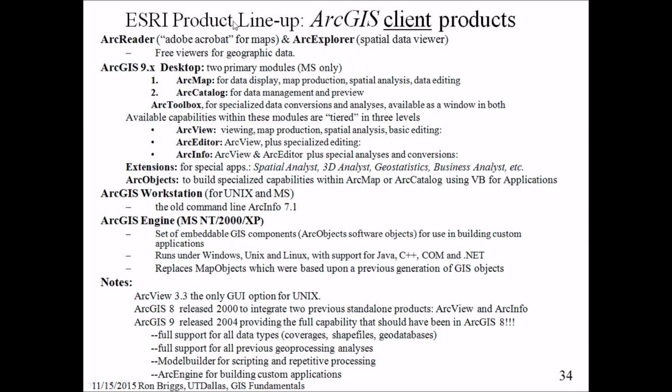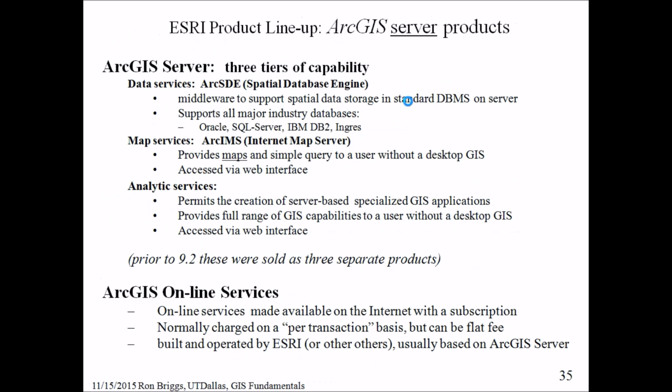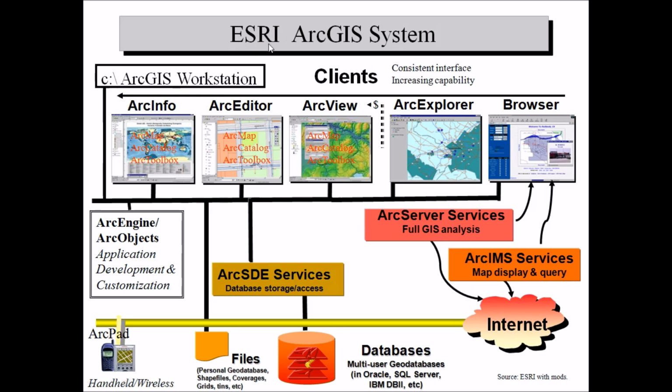Then the ESRI product lineup, ArcGIS client products. I am talking about this because it is very important, our vector-based GIS. It has ArcReader, ArcGIS Desktop, ArcGIS Workstation, and ArcGIS Engine. All these are in the ESRI product lineup for client products. And if we talk about ESRI server products, we have ArcGIS Server, and ArcGIS Online services are also available. So this is the ESRI ArcGIS system: we have client systems and we have server systems.